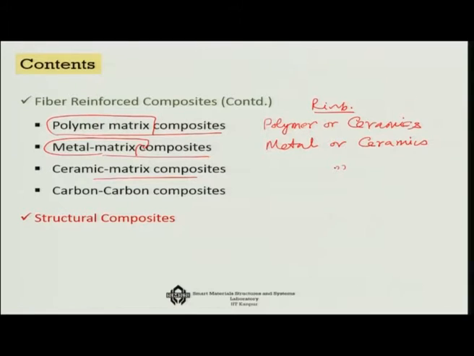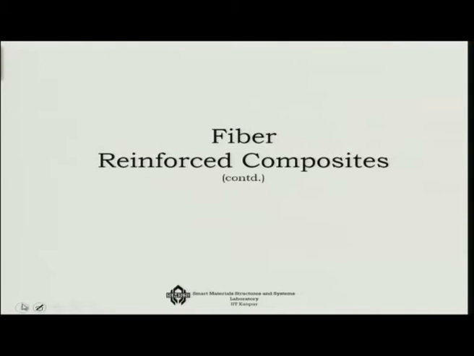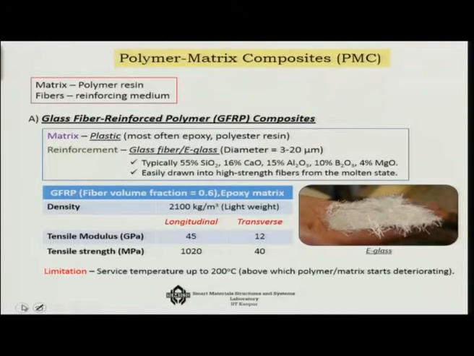For carbon-carbon composites, carbon itself is the matrix and carbon itself is the reinforcement, okay, mostly in a carbon or graphite form. So, this is the overview of the whole thing, and then finally we are going to talk about structural composites. That means how you make a composite layer by layer. Now, let us first talk about fiber reinforced composites.